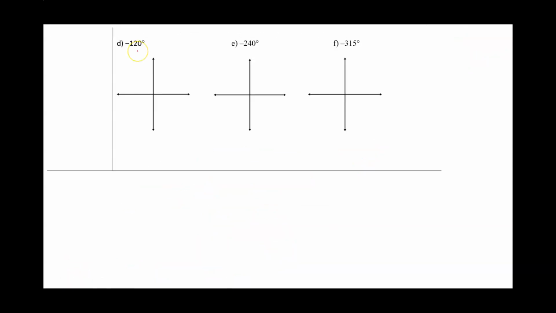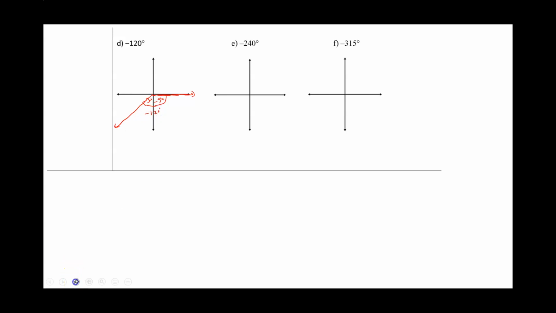Let's take another example, negative 120 degrees. So negative 120, if I sketch that, this is going to be negative 90 and negative 30. It's going to be this angle right there. That's negative 120.